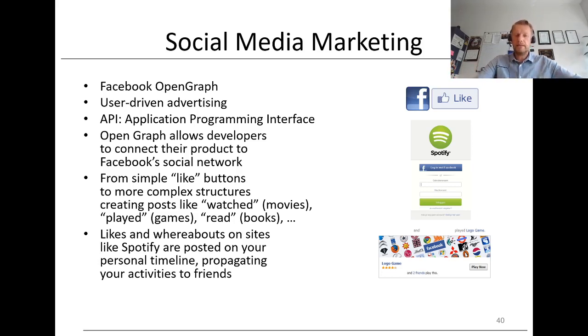So Open Graph is this API that allows developers of websites to connect their website or product to the Facebook social network. It can create a tremendous impact. That could be simple like buttons or more complex structures. If you're a movie website like Netflix, and somebody watched a movie on Netflix, on the Netflix page you can share the fact that you like this movie using a like button. You can also do that on gaming sites or on book reading sites like Amazon. If you like the book, you can share it immediately on your Facebook platform. You can even add information about the location where you went to a certain event, or if you're interested in a certain event, you can post that on Facebook, etc.